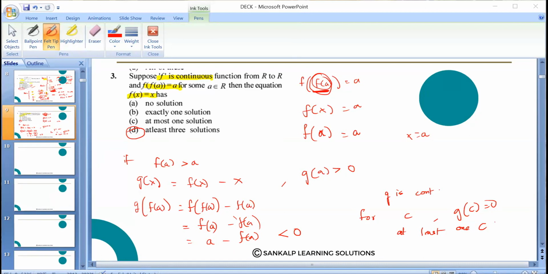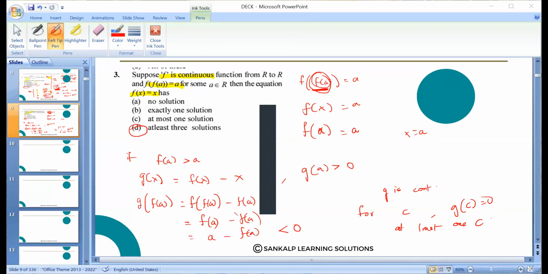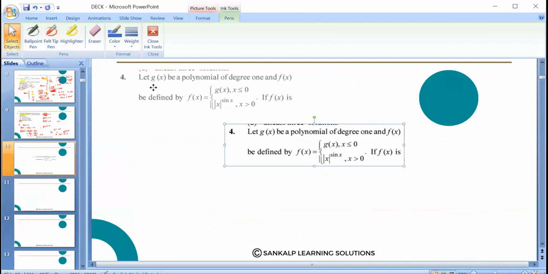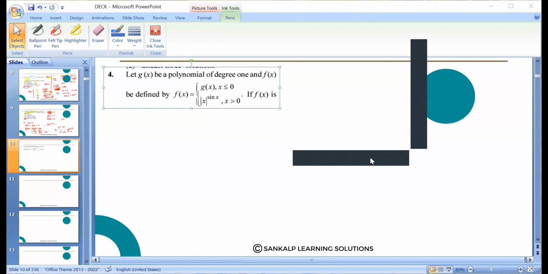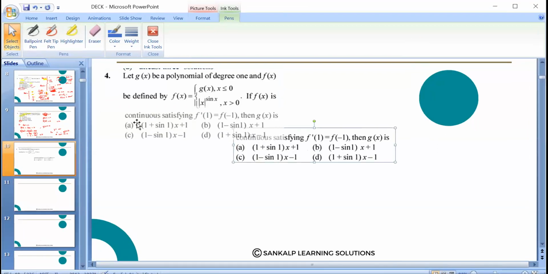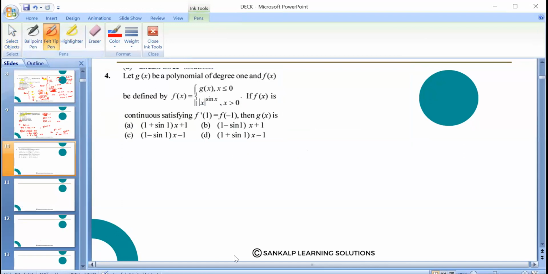I'll put question number 4. g of x is a polynomial and f of x is a piecewise function. f of x is continuous. f prime of 1 is f of negative 1. Then what is g of x?